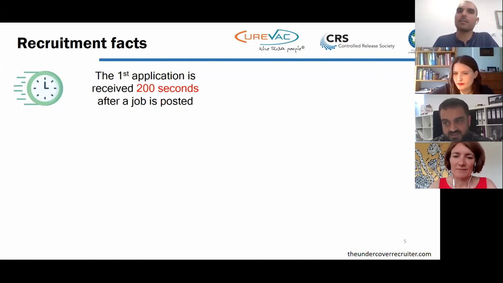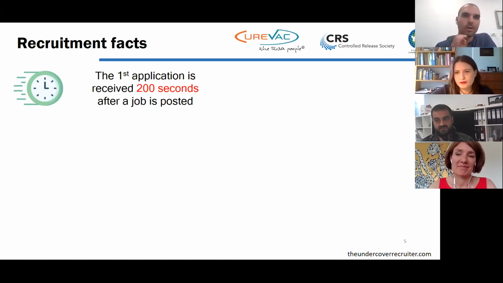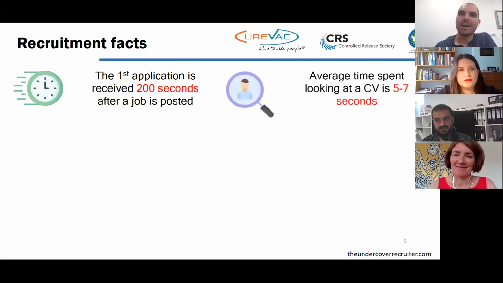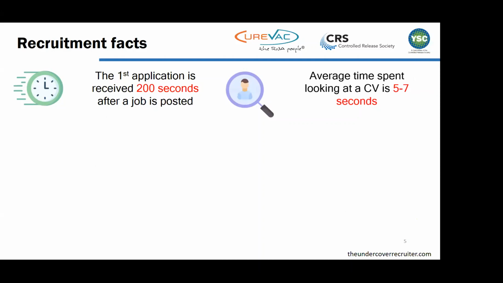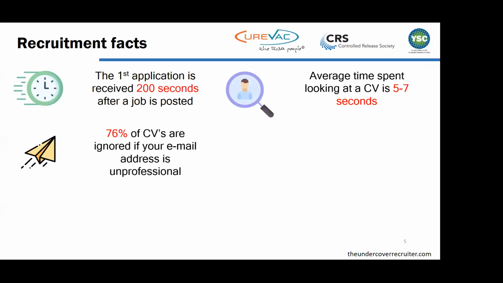Some recruitment facts. The first application is received 200 seconds after a job is posted. Pay attention to that: 200 seconds until the first application is sent. The average time it takes for the initial screening of a CV is between 5 to 7 seconds. It really means that you need to catch the eye of the recruiter very quickly. And this is what we try to tell you here, how to do that.